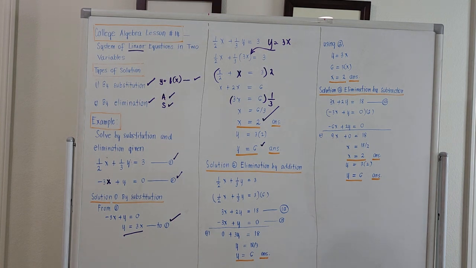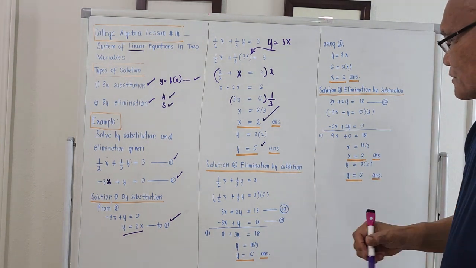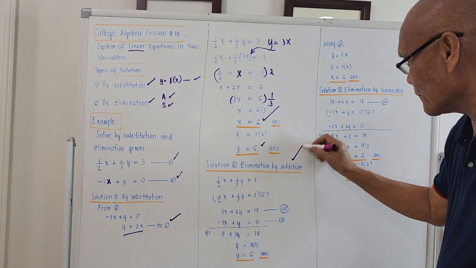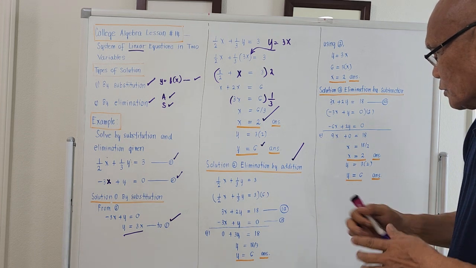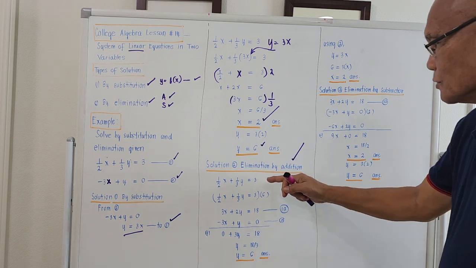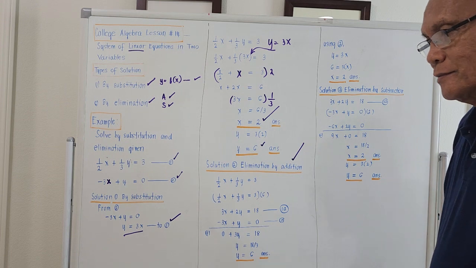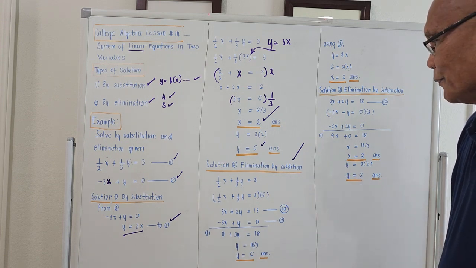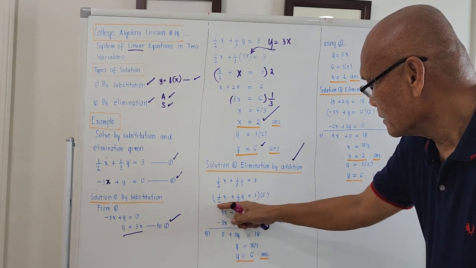Okay, the solution by using elimination. First solution will be elimination by performing the operation addition. Before doing that, we'll try to manipulate equation number 1, because equation number 1 involves fraction, right? So we want to eliminate first all the denominator. So I will rewrite the given equation number 1.